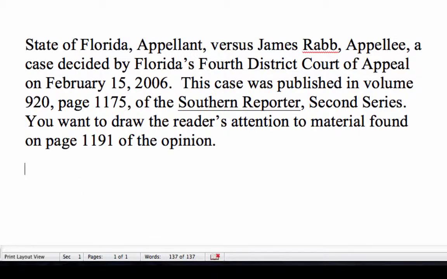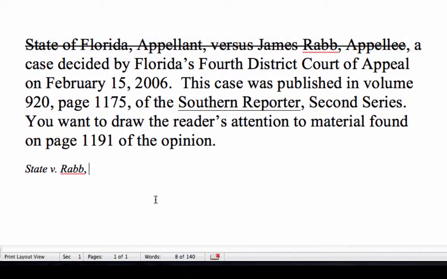Okay, so hopefully you paused this and you worked this out. The first thing that you're gonna want to do is figure out the case name. So this could get a little bit tricky because we have the state of Florida. So because this was a case that was decided in a Florida court, you keep state and you omit of Florida. So you should have state v, and then you have James Rabb. We're just keeping his last name, state v Rabb, comma, and then we're going to either italicize or underline. So I'm just going to cross this out because I don't need this anymore.